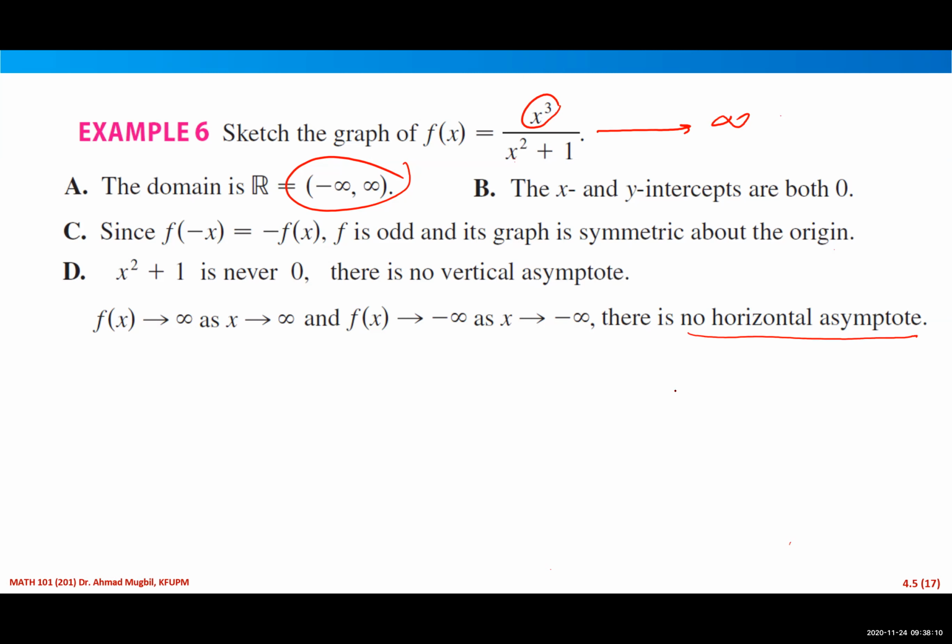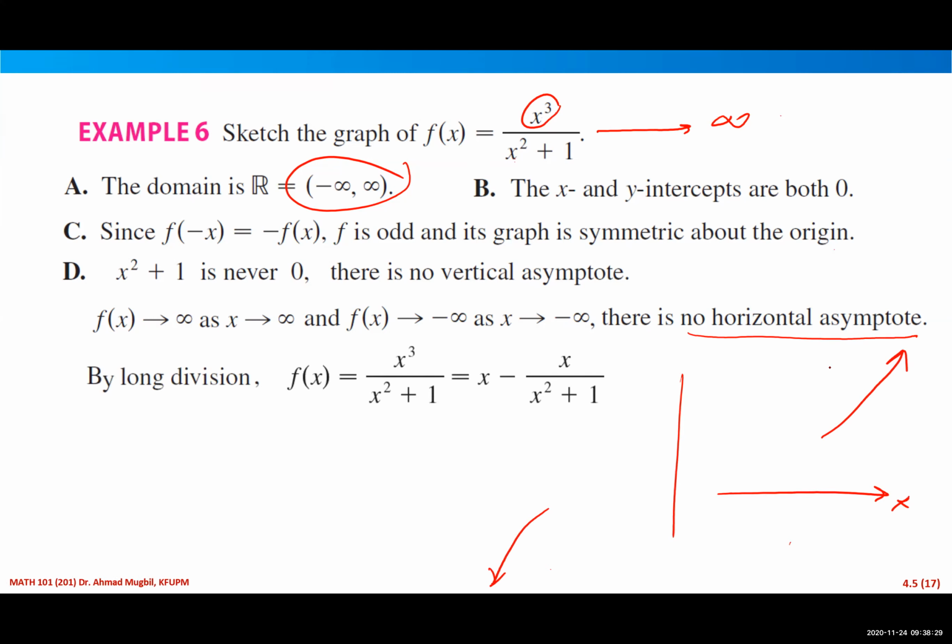But I know now, ya shabab, that when x goes to infinity, the graph will go up. And when x goes to negative infinity, it will go down. And it is symmetric about the origin. So it looks like it will behave like x cubed. But of course, with the slant asymptote, we did find the slant asymptote. What was the slant asymptote, shabab? Y equals x. This is the slant asymptote.